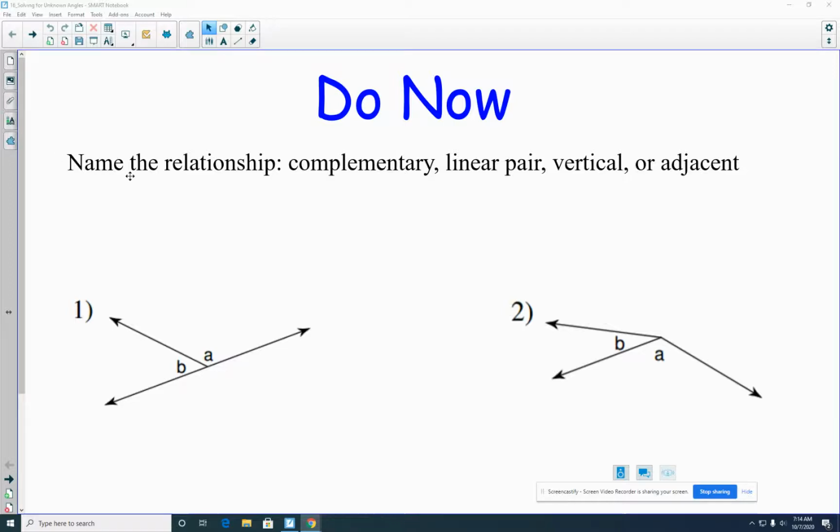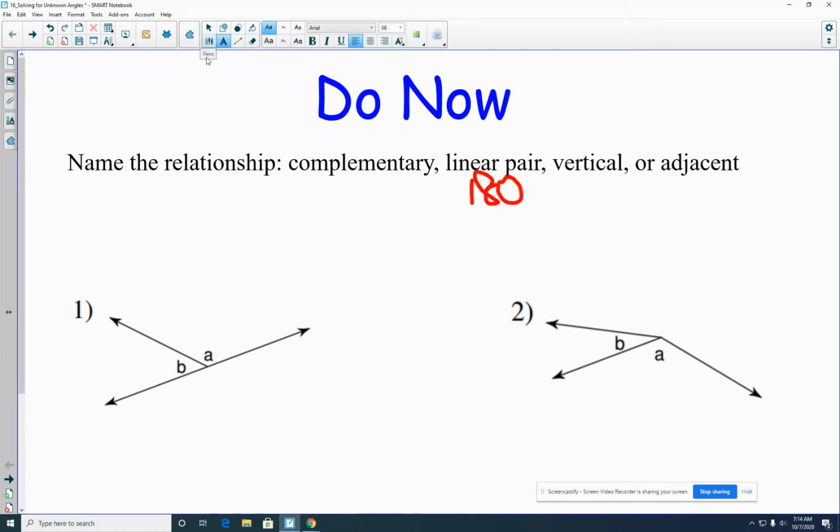Hi everyone, this video is for lesson 16 in which we will be solving for unknown angles using the relationships in lesson 15. So for this, we need to just name the relationship as complementary, a linear pair, vertical, or adjacent. Remember, if they are a linear pair, they are automatically going to sum to 180 and be supplementary.